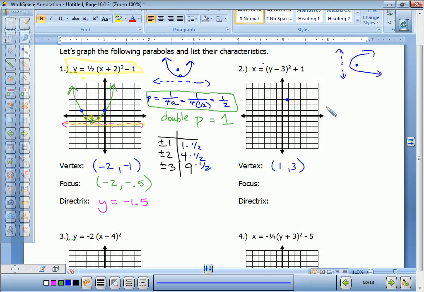All right. Now, that's step 1, vertex. Step 2 is find your p. P is 1 over 4 times A. A is an understood 1. Very good. So P is 1/4. So that means if I go over a 4th, see we already drew, the focus has to be inside here. If I go over a 4th from here, it would add a 4th to the 1. So it'd be 1.25 because a 4th is 0.25.